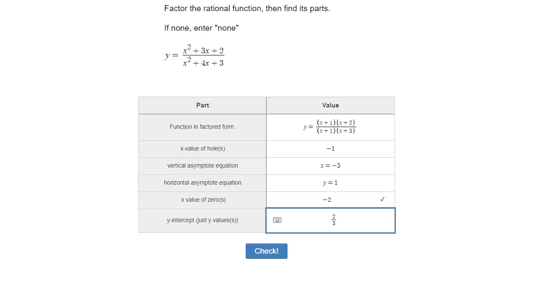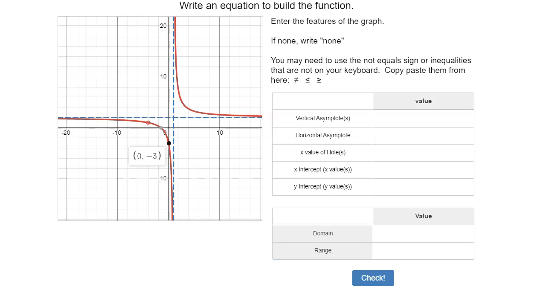Now let's look at when we're given the graph. Okay, now let's take a look at identifying the characteristics of a graph. And you all actually will not need to write an equation from a graph, but you do need to identify the different qualities of it. So the vertical asymptote, I look at that and I see that I've got a vertical asymptote at x is equal to 1. And then I see that I have a horizontal asymptote at y is equal to 2. So x is equal to 1 is my vertical, y is equal to 2 is my horizontal.